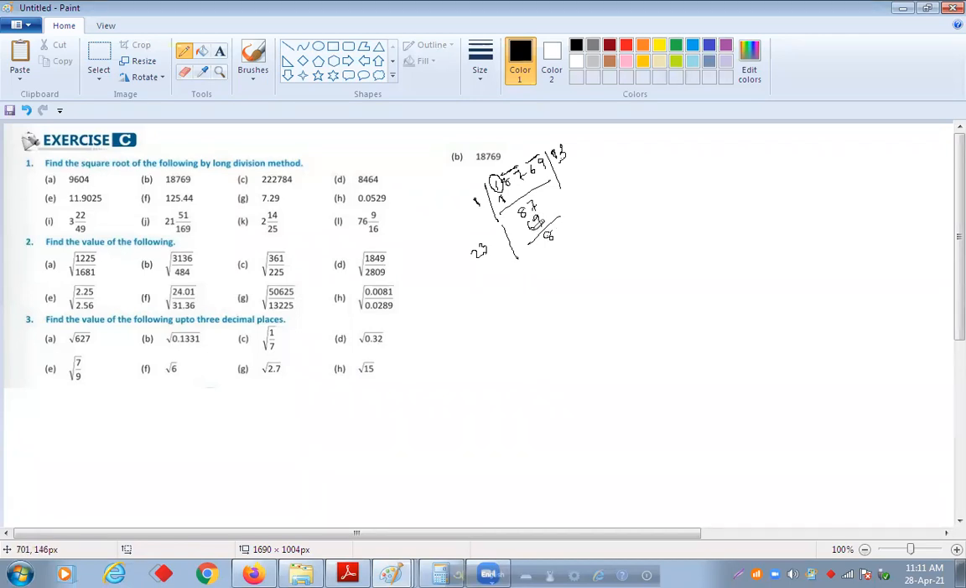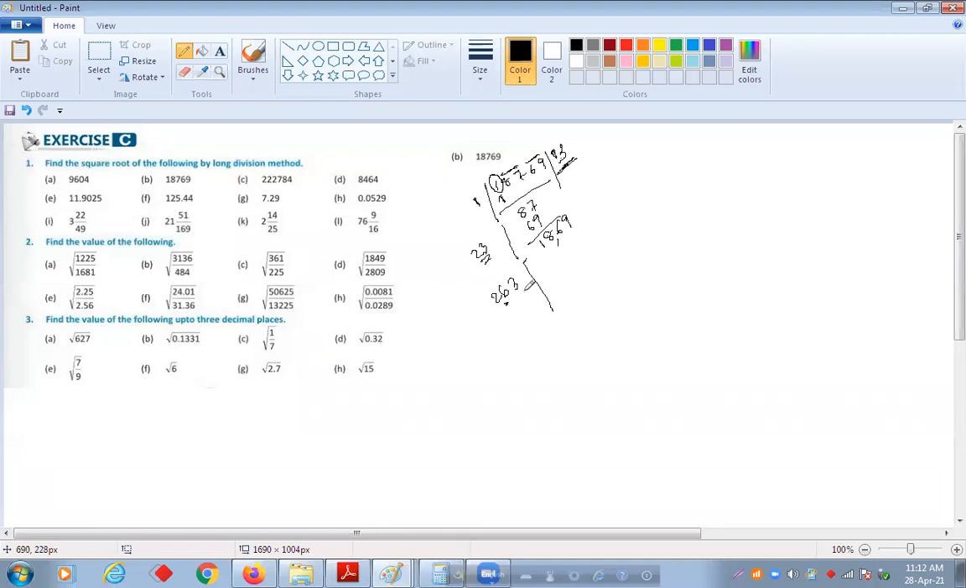8, carry 1, 7 and 1 is 8. Now 69 will come down. Double of 13 is 26. Always it will come by double of this quotient. So double of 13 is 26. Now whatever we write over here, suppose with 1, then we need to multiply this number with 1, the same way. Then it is 1800, and here it is 200.